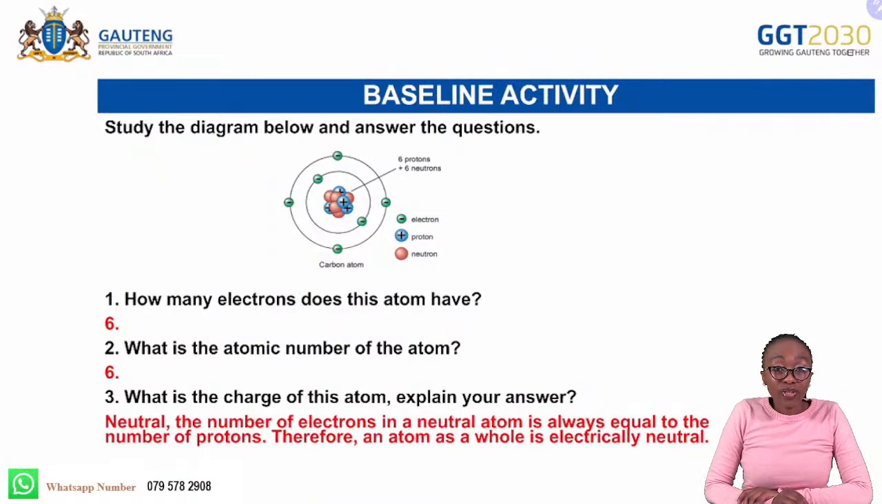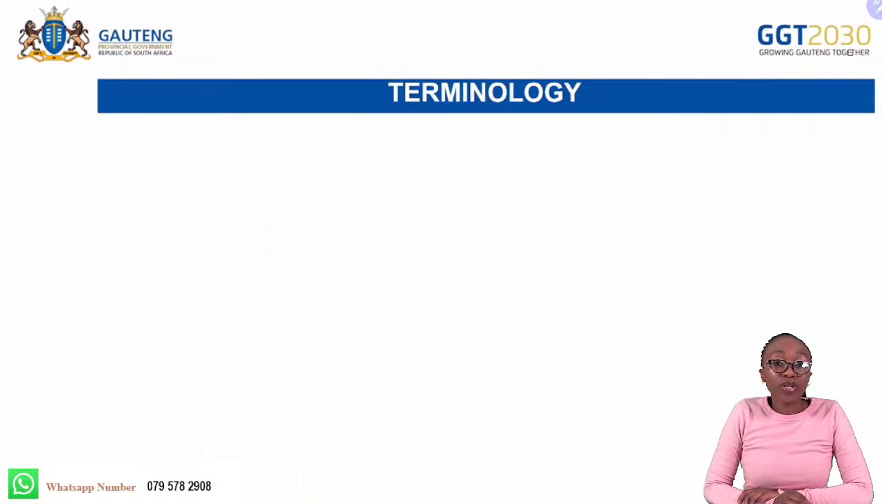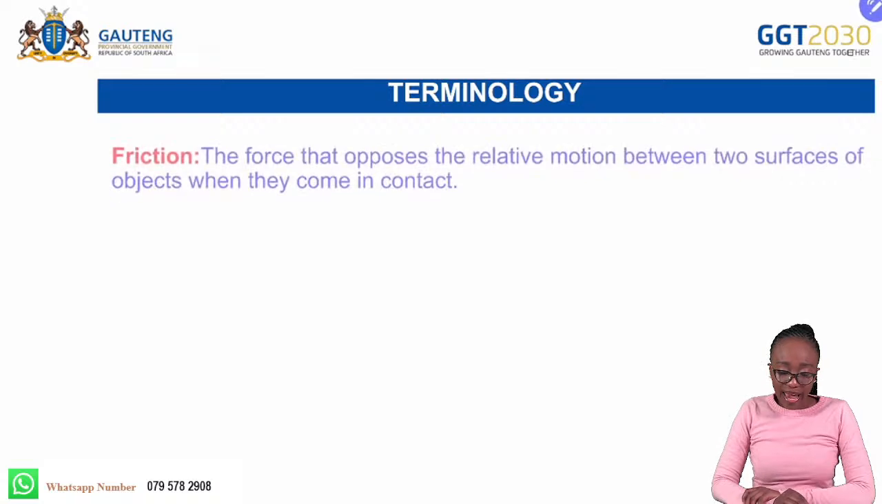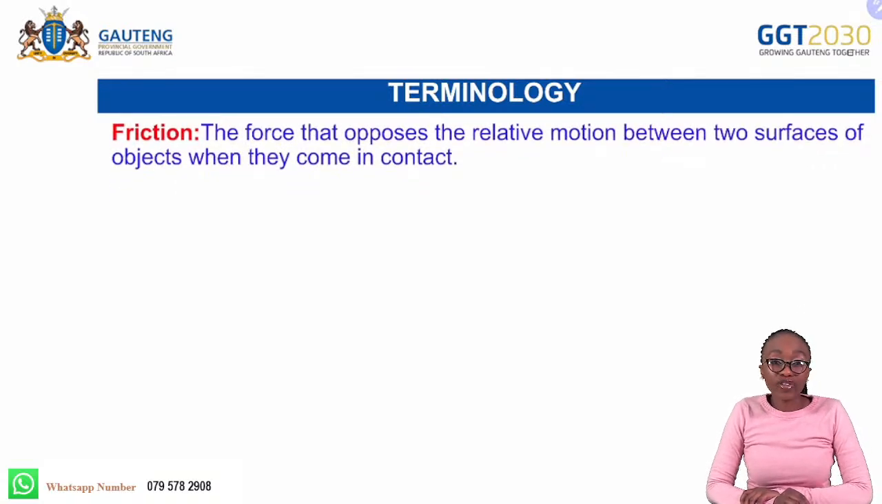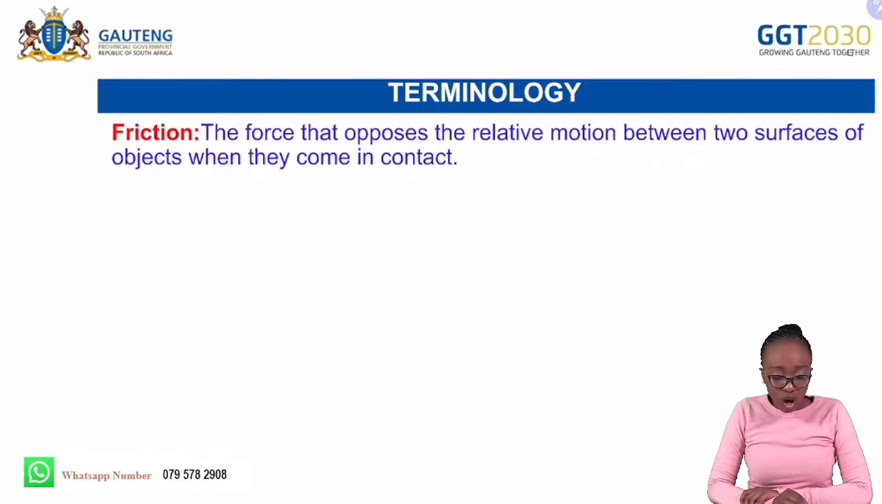Hope you had enough time to copy down the corrections. Let's move on to terminology. These are important terms that we're going to be using during the course of the lesson. You'll even come across these terms during the course of the term. So let's see what terms we have. We have friction. What is friction? Friction is the force that opposes the relative motion between two surfaces of objects when they come into contact.